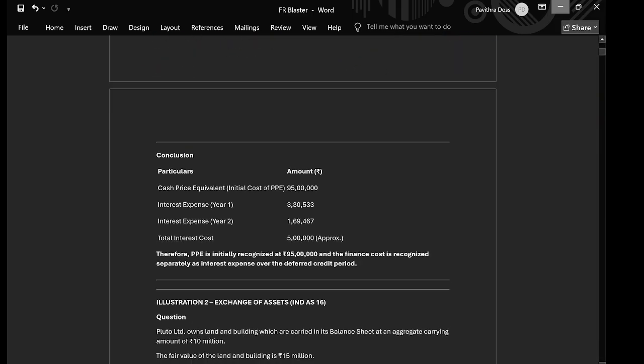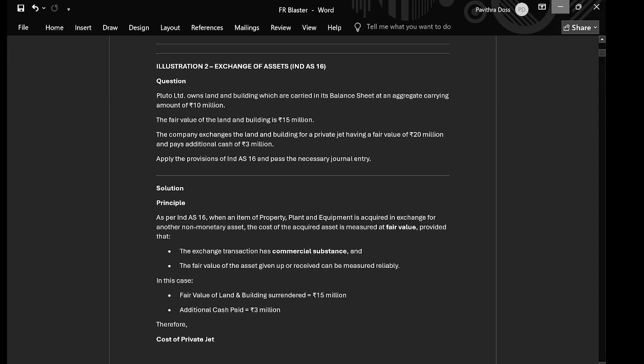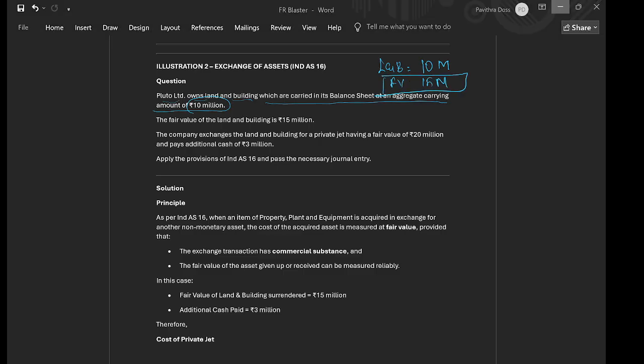Moving on to question number 2. Here they are given that Pluto owns land and building which are carried in the balance sheet at the aggregate carrying amount of 10 million. So this land and building in the books is shown at 10 million, but their fair value is 15 million. So this is the fair value. Okay, the fair value is 15 million.